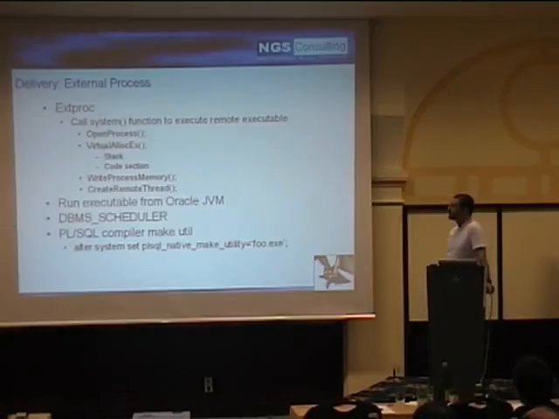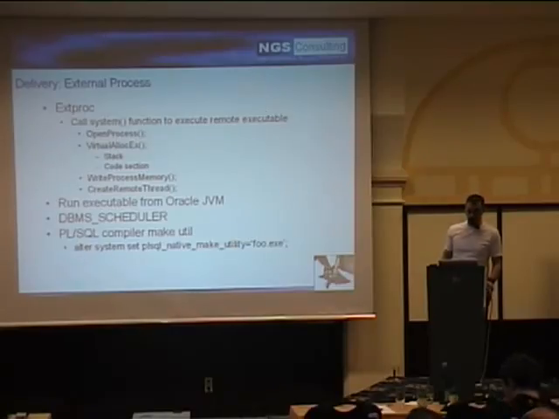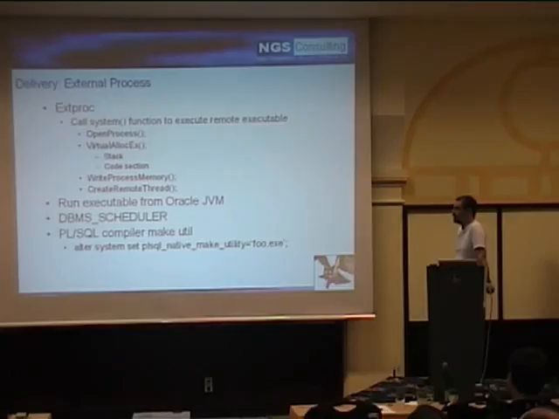If we look at external processes as a delivery mechanism, we could use external procedures, for example, to call the system function to load an executable over the network. That executable would call OpenProcess on the Oracle process, then VirtualAllocEx, this is obviously on Windows, by the way, to allocate memory in the Oracle process. We need space for the stack and the code itself. We then write into the Oracle process using WriteProcessMemory, and then CreateRemoteThread. Basically, we point the thread to the beginning of the code section, and then off it goes, and you can do whatever you want to do.